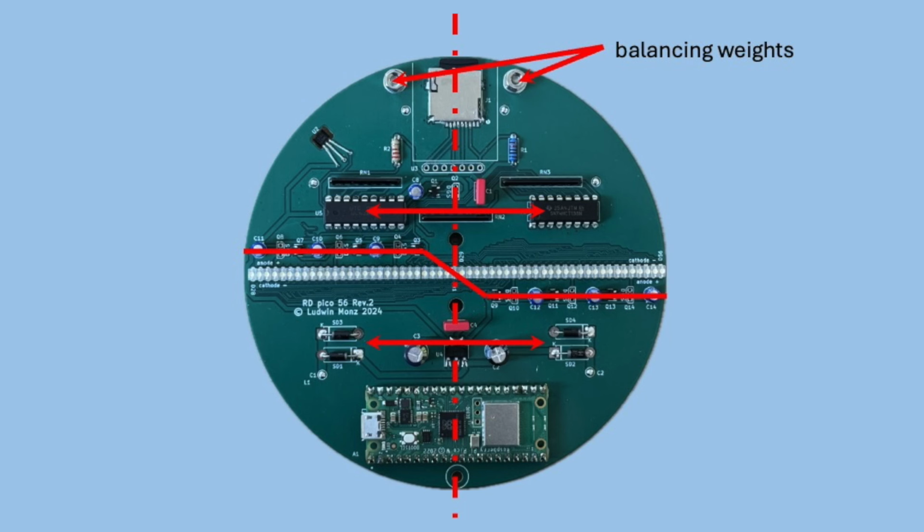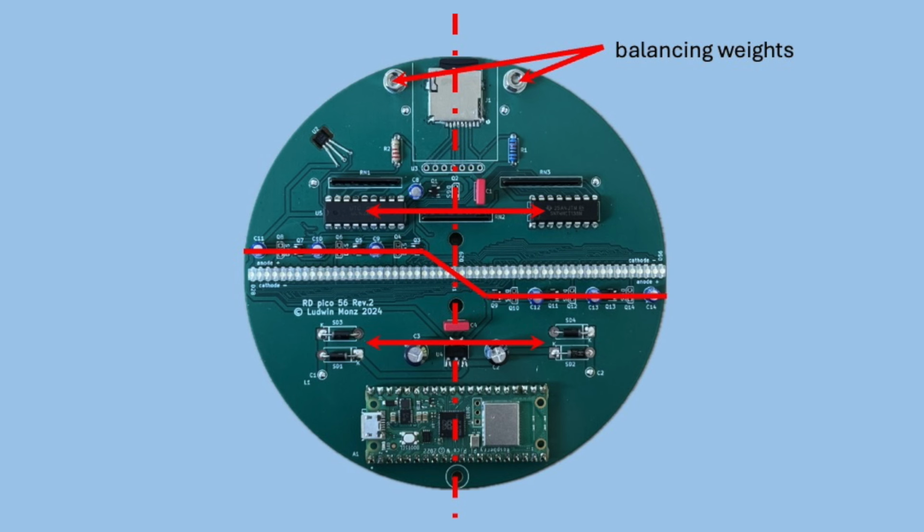The display rotates at a speed of up to 10 revolutions per second. To avoid vibrations, it is necessary to carefully balance the mass distribution so that the center of gravity is exactly in the middle of the display on the axis of rotation. To achieve this, the components are largely arranged symmetrically to the vertical axis of symmetry. As a result, the center of gravity lies on this vertical axis.